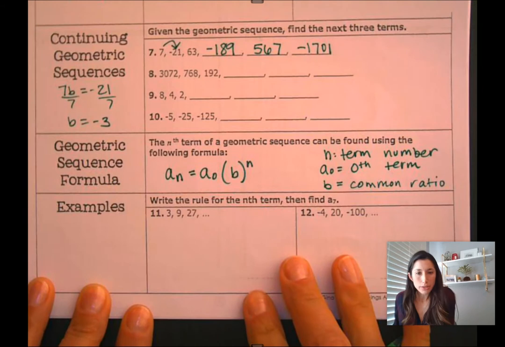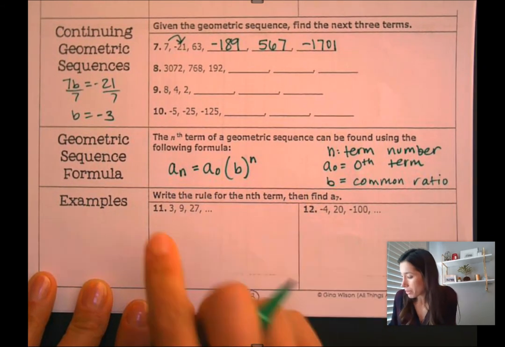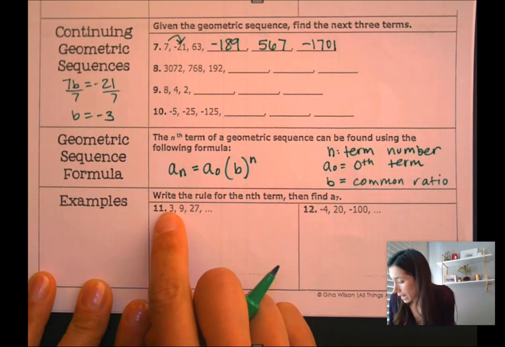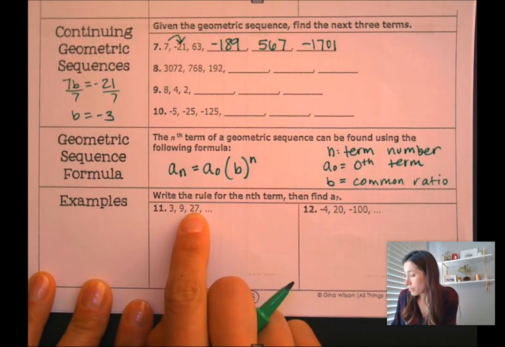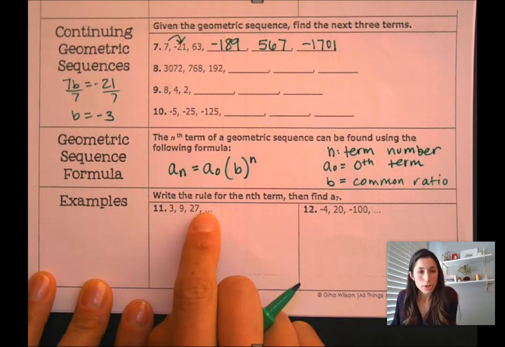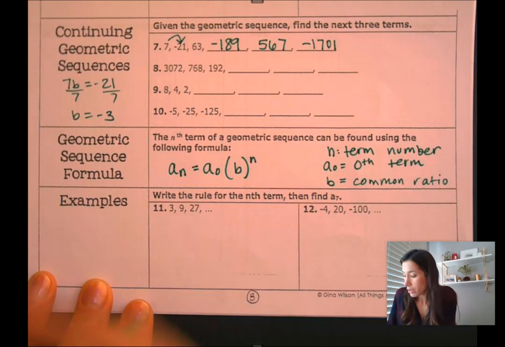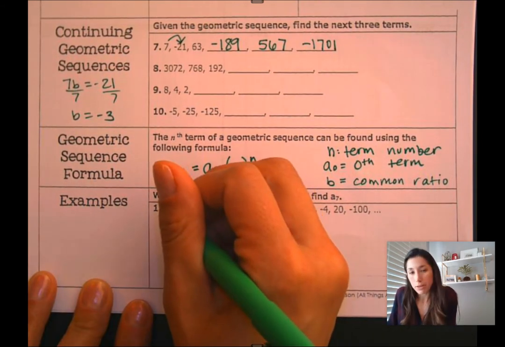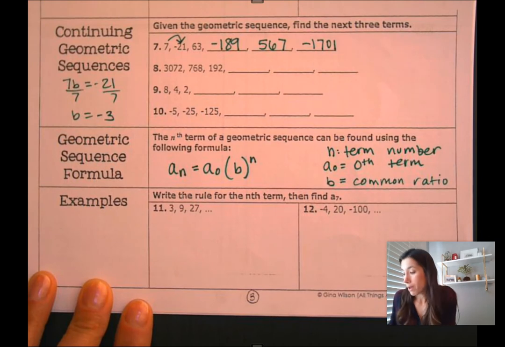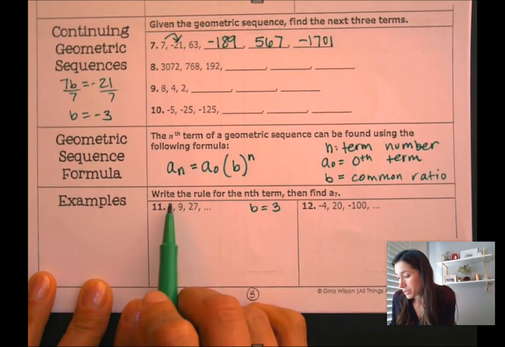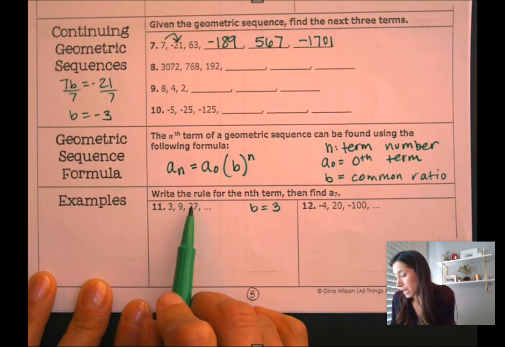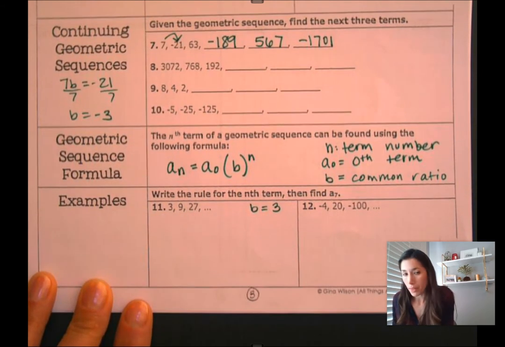Okay, so let's try the first question together. 3 is our first term, 9 is our second term, 27 is our third term. So we're looking for a common ratio. We can take any number there. Take, for example, 9. If I divide it by 3, that will give me a value of 3. So that means our common ratio is 3. 3 times 3 is 9. 9 times 3 is 27, and so forth. And that will continue on that list.